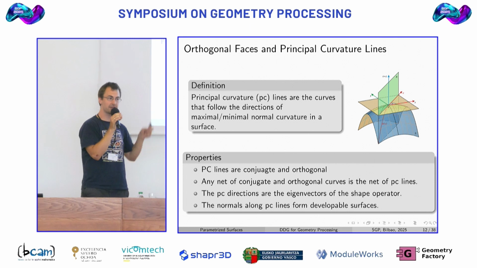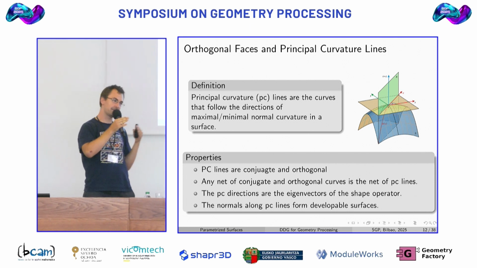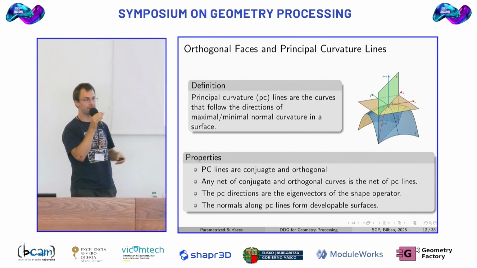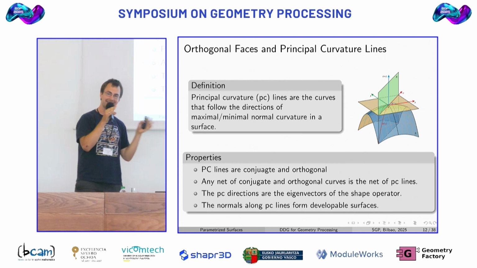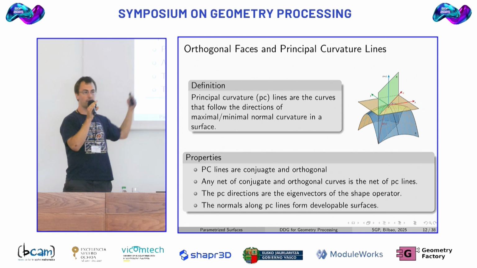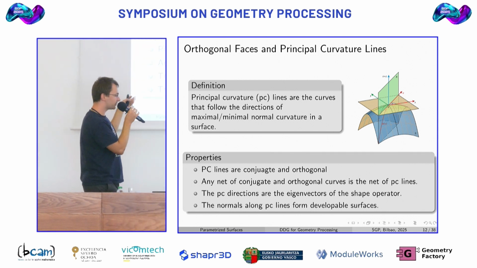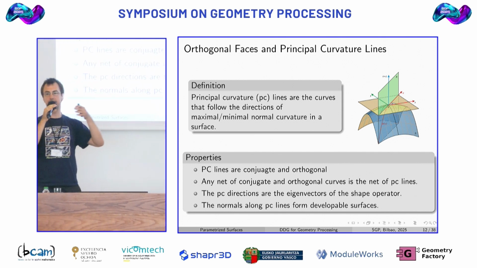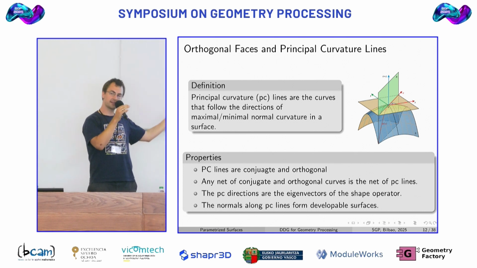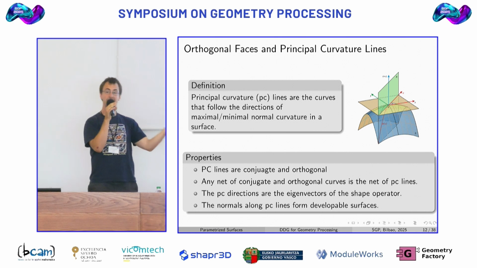First, these principal curvature lines are always orthogonal. So the directions of the surface in which it maximally bends and minimally bends are always orthogonal. And they're also conjugate. So if you're interested in non-acute planar faces, this is the best initialization for your optimization algorithm. Also, the reverse is true. Any net of curves on your surface that is conjugate and orthogonal already is the net of principal curvature lines. So you can reverse this to find principal curvature lines.